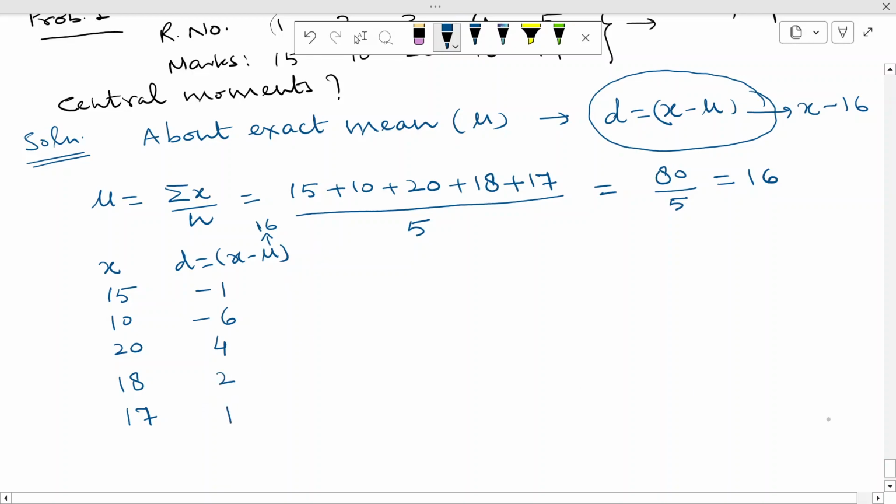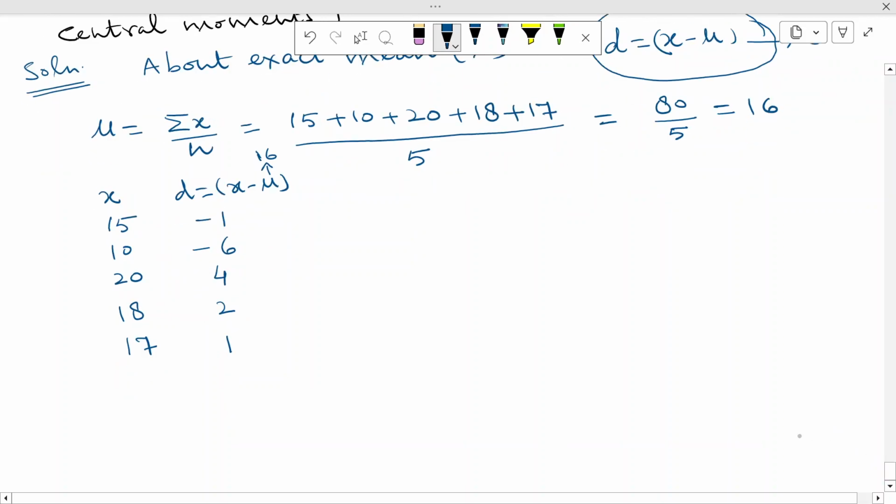Now we know that we have to find out 4 moments. So we have to complete this table up to d to the power 4. So next we find out d square. So d square means the square of these values here. So when you square minus 1, this will give plus 1. The square of minus 6 is 36. The square of 4 is 16. This is 4, and here we are having 1. Similarly, we will find out d cube here.